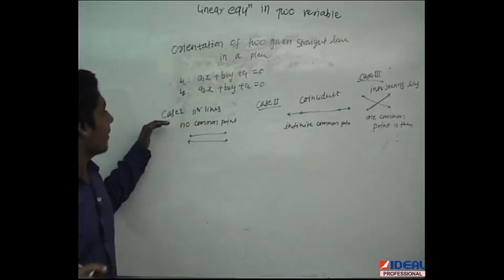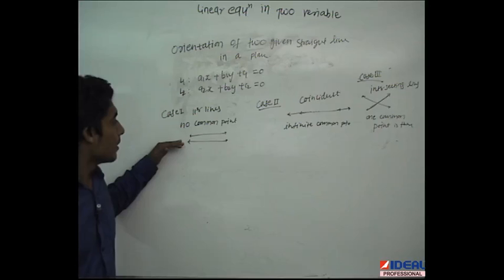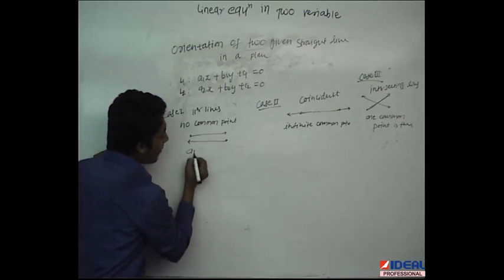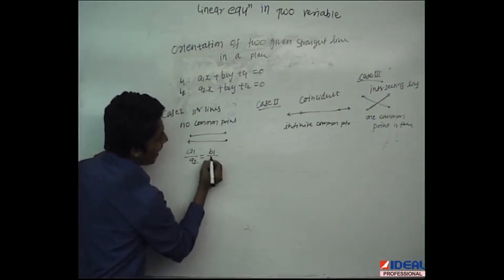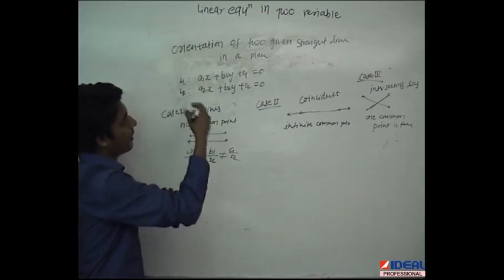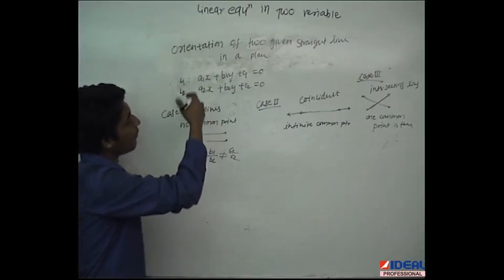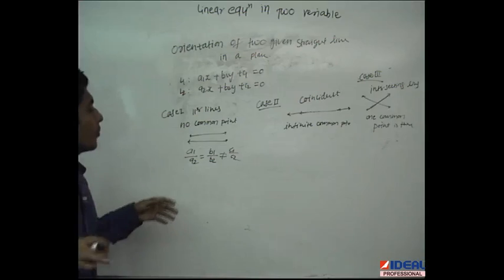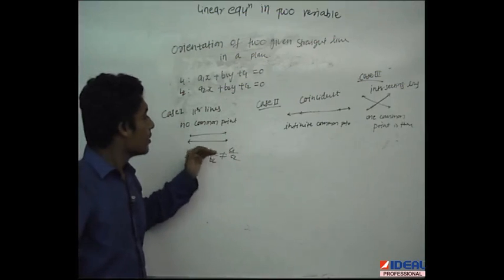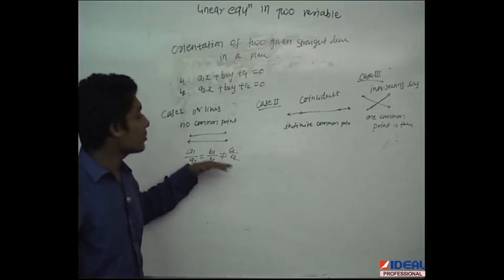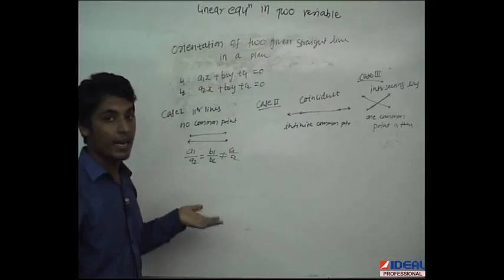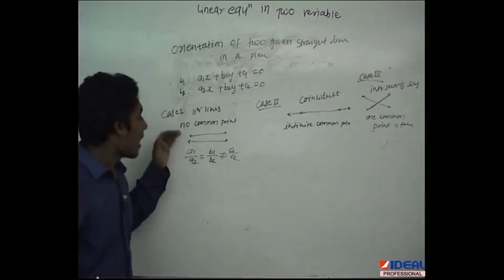In case 1, parallel lines, one condition is there. The condition is A1 by A2 is equal to B1 by B2 is not equal to C1 by C2. It means the ratio of coefficients of the first variable is equal to the ratio of coefficients of the second variable, which is not equal to the ratio of constants. If this condition is satisfied, the two lines become parallel. The two lines present in the plane are parallel lines.